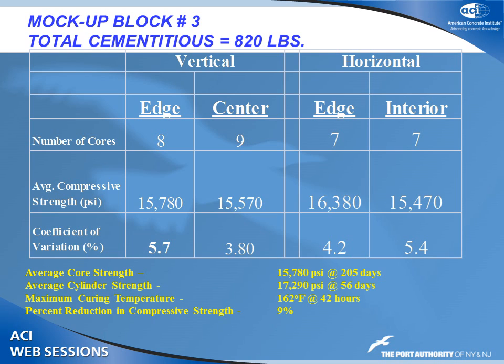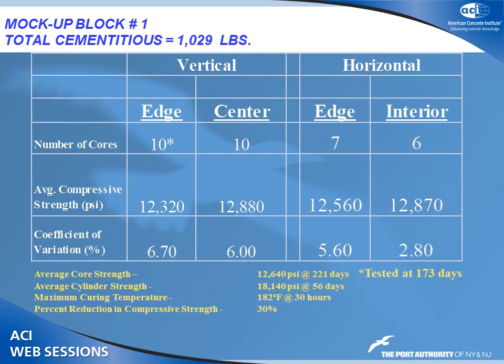Here's one for you to worry about. This is the one with 1,000 pounds of cementitious material. This one peaked at 182 degrees in less than 24 hours. Look at these strengths. Look what the cylinders got. 18,140. This is a 30% reduction in strength.